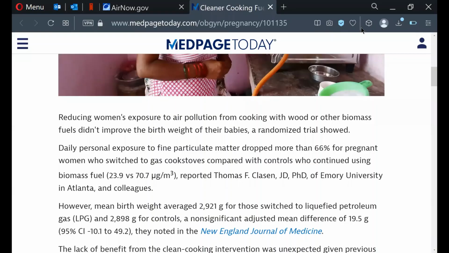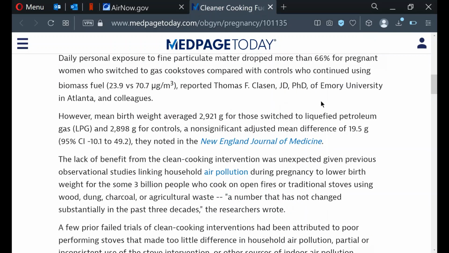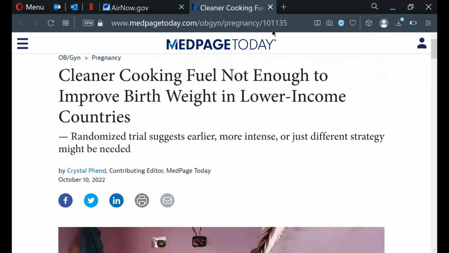So then apparently they found that when you reduce the exposure to this air pollution from fuels in the house while pregnant, that it does not have an impact on the birth weight. It does not improve the birth weight. Okay, so that was pretty interesting. And I will add this link into the PowerPoint notes in case you want to read more about it.